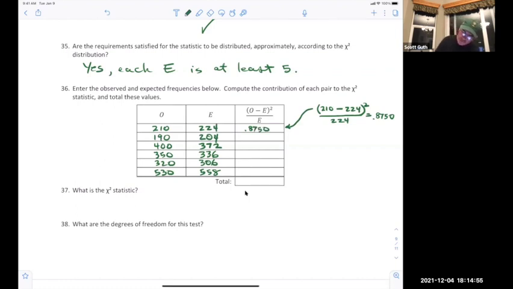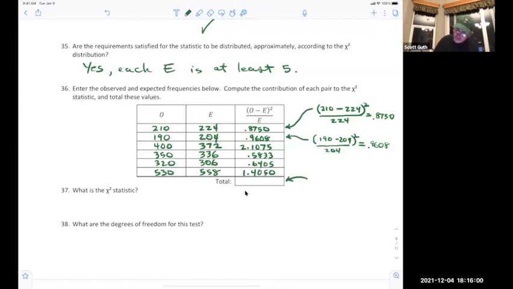Okay. And then let's do the next one. So here, the observed frequency is 190, but we expected 204. Square it and divide by 204. And there you should get 0.9608. Okay, so that's that second one, 0.9608. I'll go ahead and just assume you can do all of these. The rest of the values are 2.1075, and the last one is 1.4050, like that.